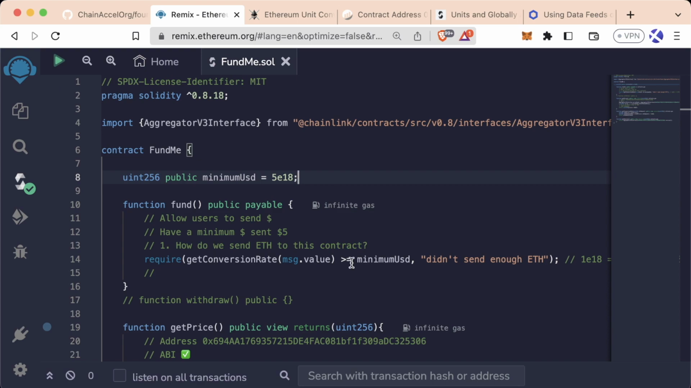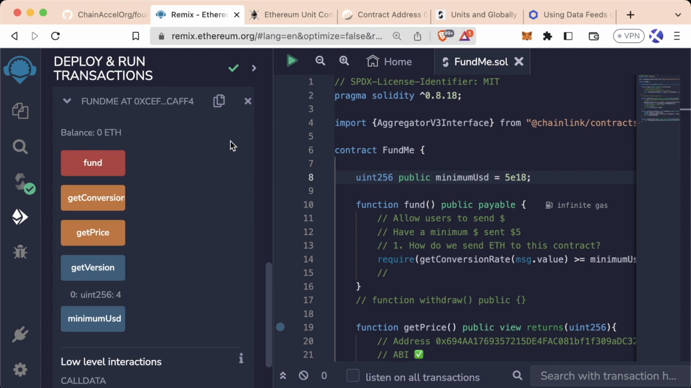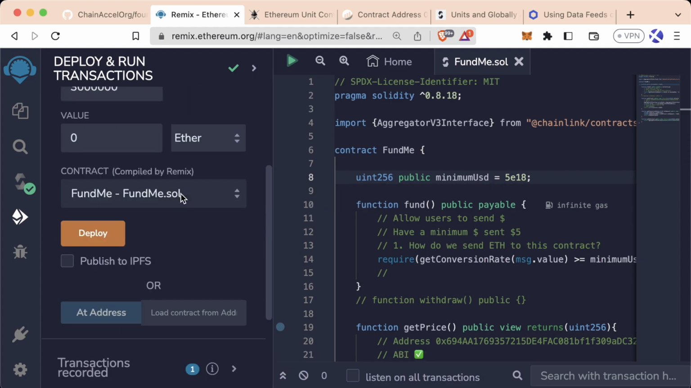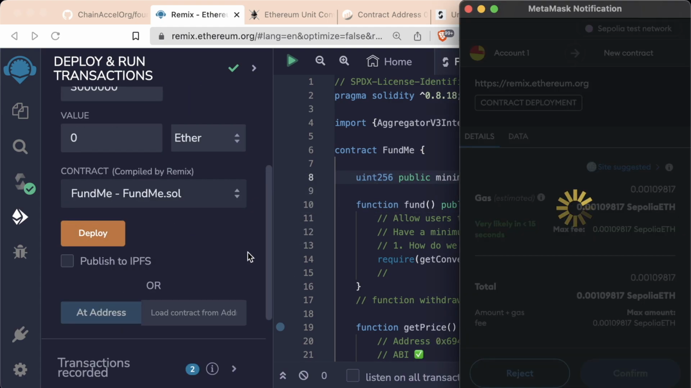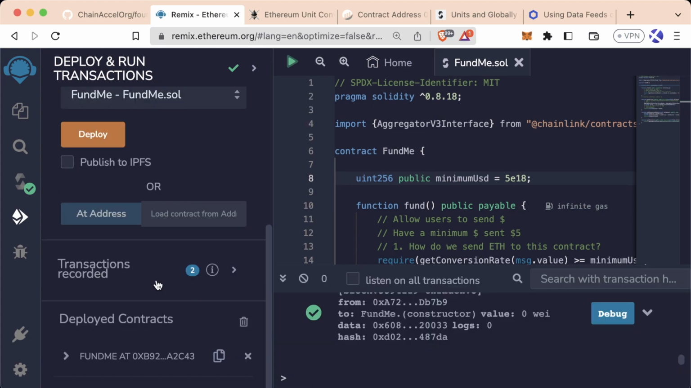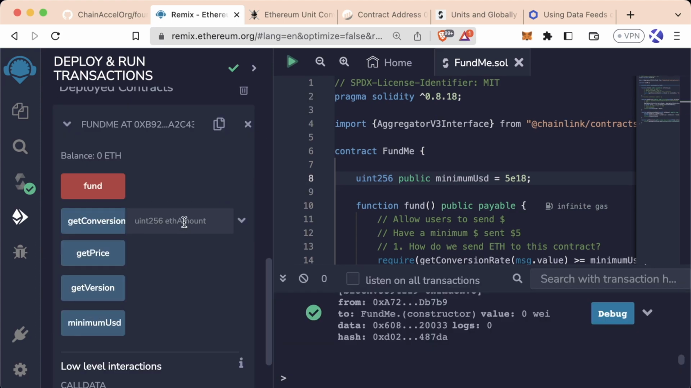I'm going to deploy this to a testnet just to demonstrate this working, but again, you do not have to. So we're going to go ahead, delete our previous deployments, Injected Web3, deploy, MetaMask pops up. I'm going to go ahead and confirm. After a long delay, we'll get our deployed contract here, where we have all this stuff.